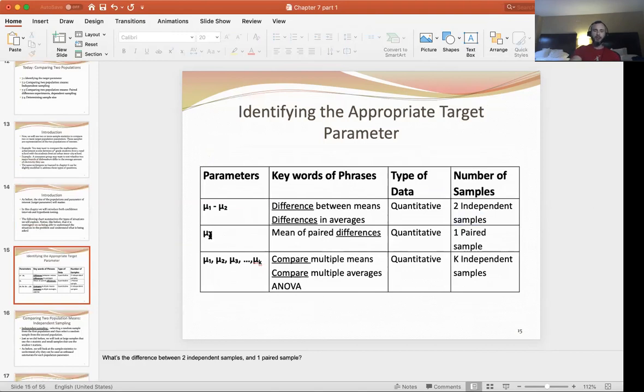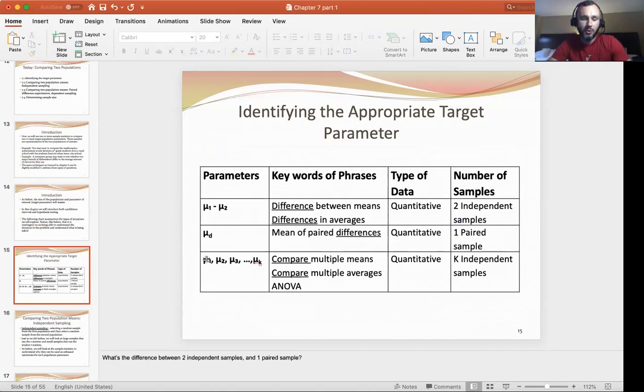So that's what we're going to use mu sub d for, if we have essentially one sample, like a class of students, my Math 644, sections 1 and section 2, spring 2019, and I measure you guys before something and after something, that's a paired experiment.